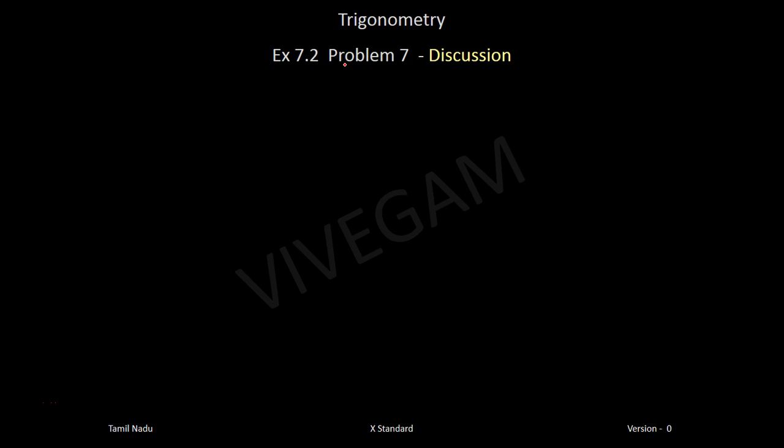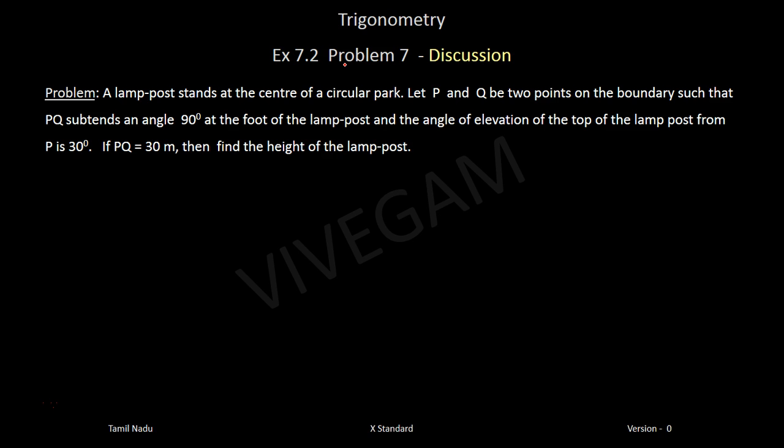Exercise 7.2, Problem 7, discussion. A lamp post stands at the center of a circular park. Let P and Q be the 2 points on the boundary such that PQ subtends an angle 90 degrees at the foot of the lamp post, and the angle of elevation of the top of the lamp post from P is 30 degrees. If PQ is 30 meters, then find the height of the lamp post.